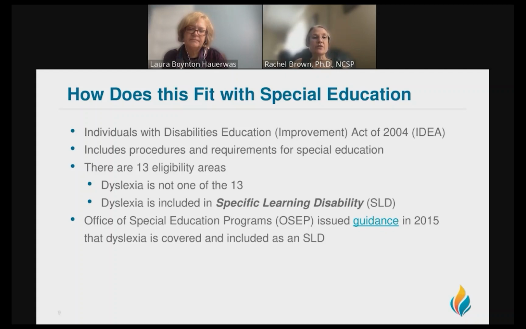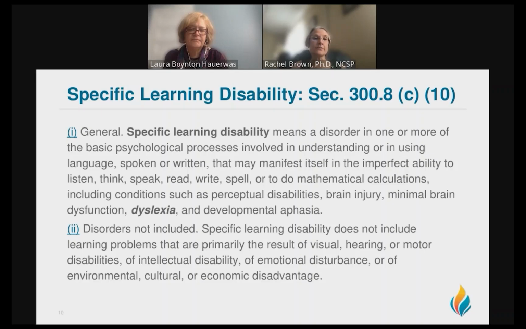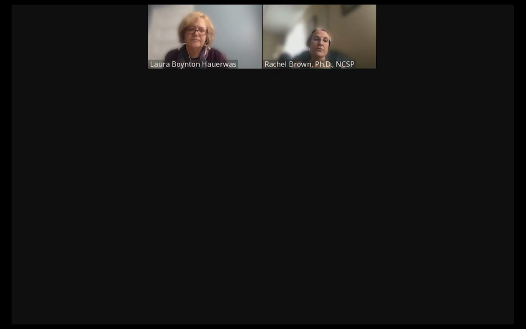And our Office of Special Education Programs has reminded states and school districts that dyslexia is indeed covered within the context of this thing called an SLD. Here you can see from the actual regulations that specific learning disability is defined here, and within that definition, dyslexia is clearly covered.